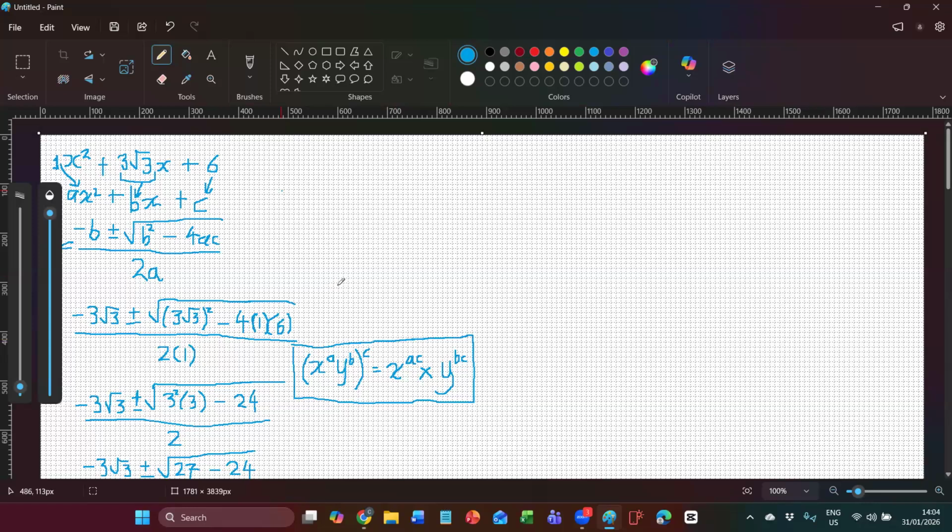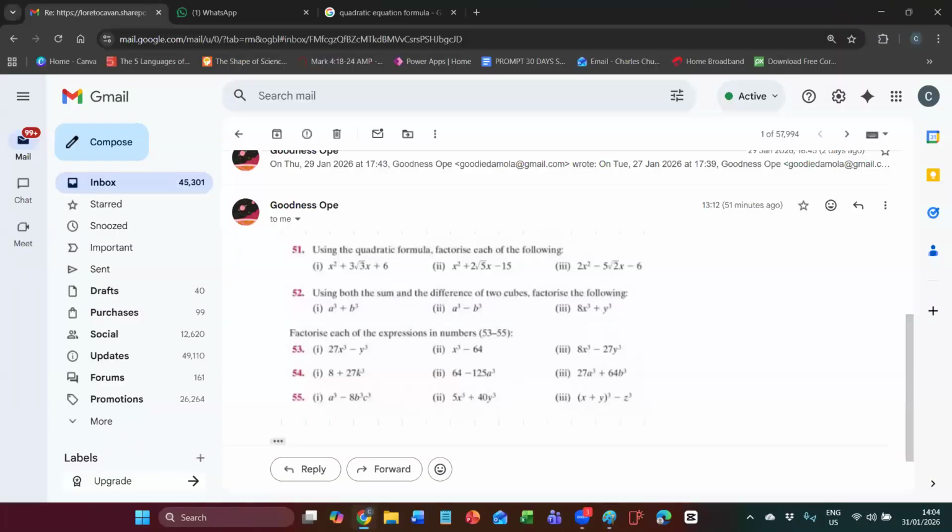Okay, so let's look at how the next questions look. So this next one: using both sum and difference of two cubes, factorize the following. Okay, so this, sum and difference of two cubes.